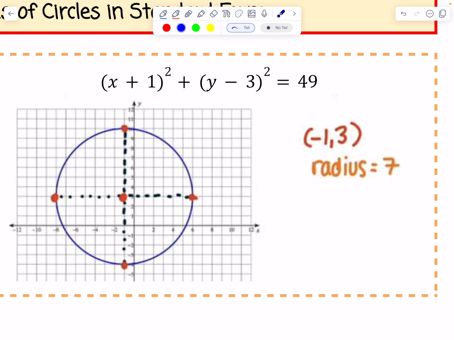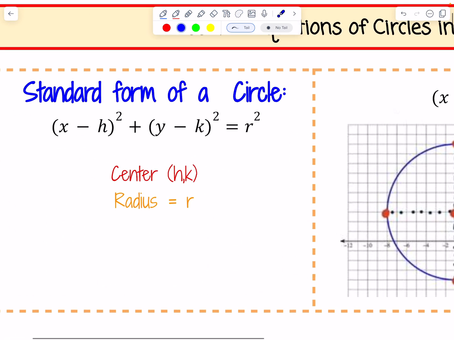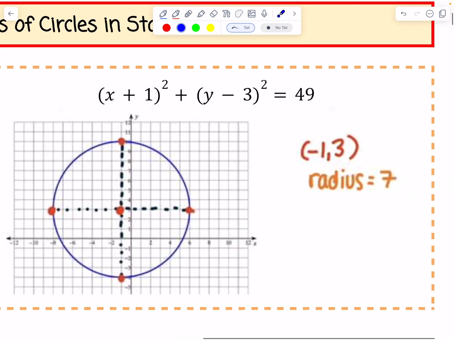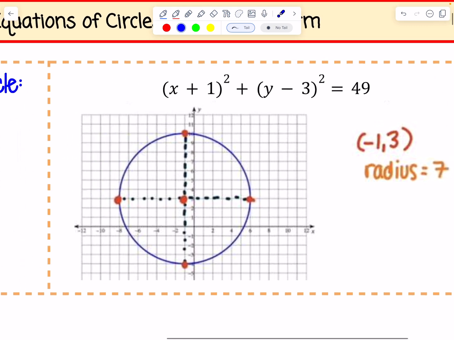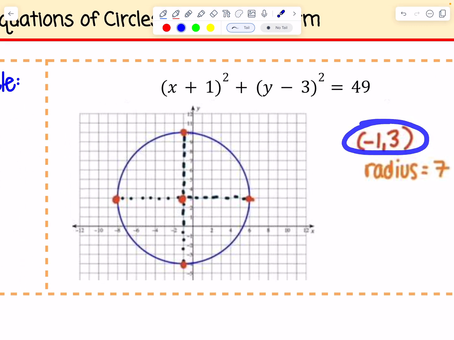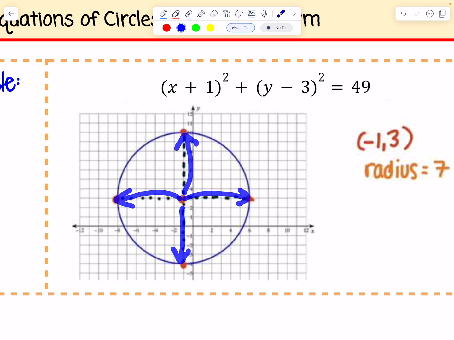And then your radius. Remember from standard form, this is r squared, which in this case is 49. We want the radius, so we have to take the square root of that number, which is where they got the radius of 7. When you graph it, you plot that center point, which they've done right there at (-1, 3). The radius helps you get 4 more points: 7 units to the right, 7 units to the left, 7 units up, and 7 units down, and that helps you sketch your circle.